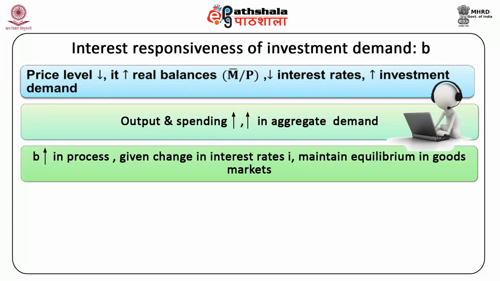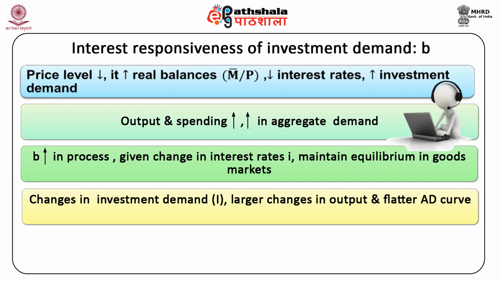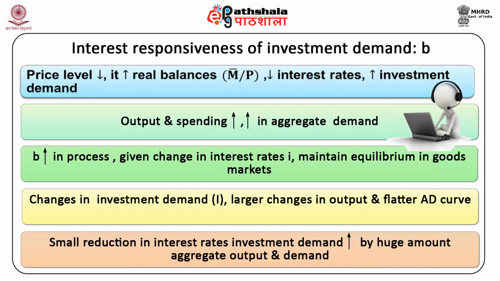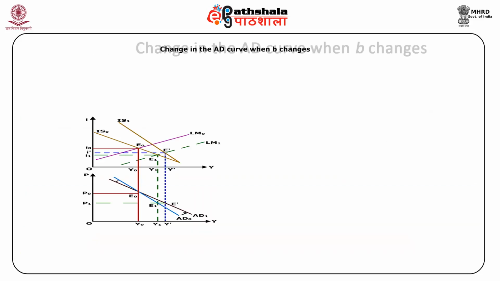When B increases in this process, for a given change in interest rates due to a given change in the real balances, to maintain equilibrium in the goods market, there will be larger changes in the investment demand, leading to larger changes in output and hence a flatter aggregate demand curve. Basically, for a small reduction in interest rates, investment demand increases by a huge amount, increasing aggregate output and demand.